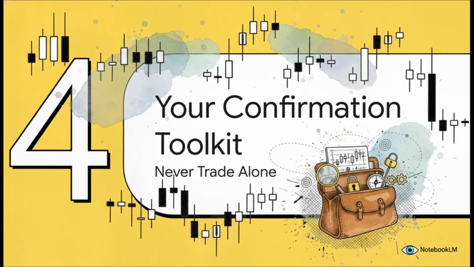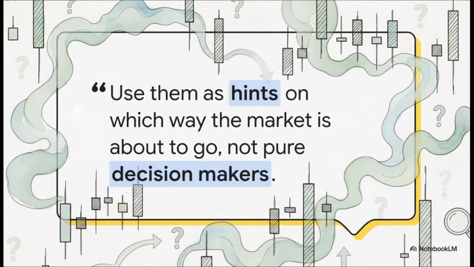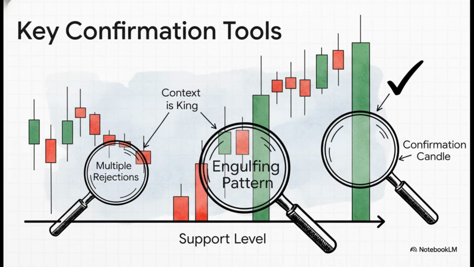Okay, listen up, because this next section might be the most important one of all. We have all these powerful patterns, right? But using them all by themselves is, frankly, a recipe for disaster. You need a toolkit for confirmation. I absolutely love this quote because it is the golden rule of candlestick patterns. Say it with me. They are hints, not guarantees. They are one piece of evidence in your case, not the final verdict.